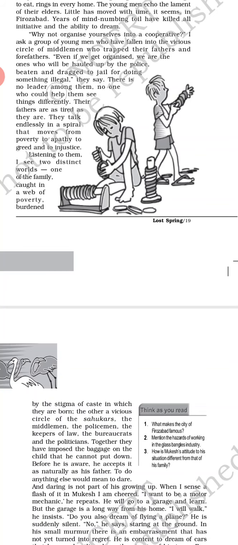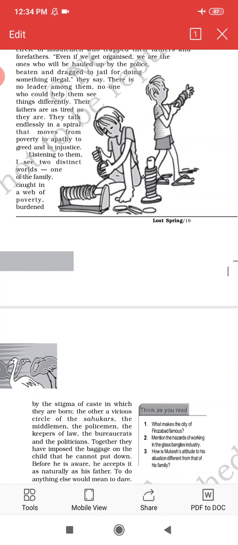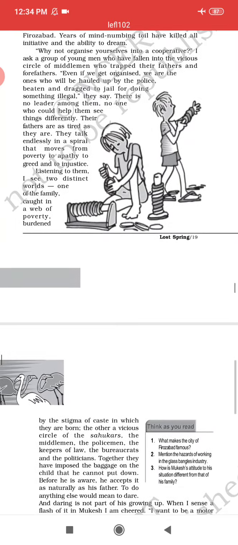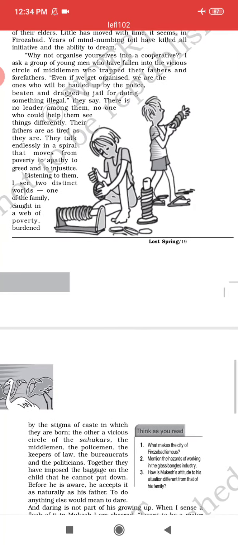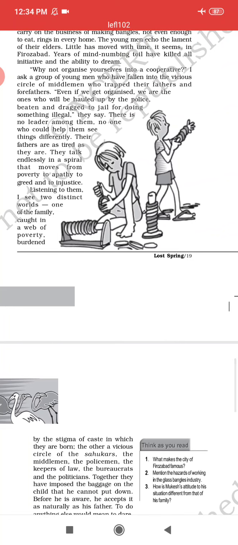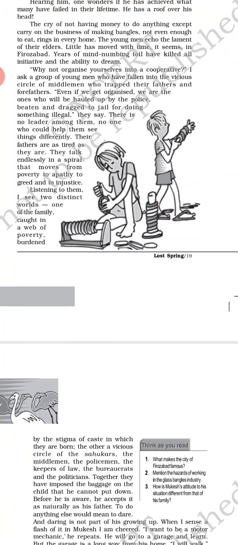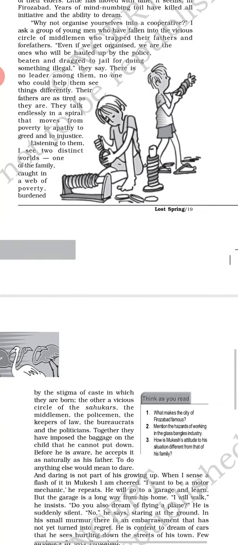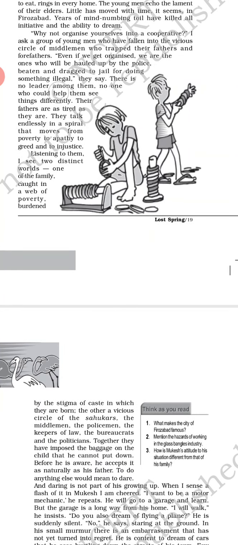Even if we get organized, then they reply, then they tell the writer that even if we become organized or united, we are the ones who would be held up by the police. Then the police will just give us a thrashing. We will be subjected to the atrocities of police, beaten and dragged to jail. We will be beaten, then dragged to jail for doing something illegal. Then only we will be exploited. We will be subjected to misery. We will be subjugated, bullied, and in fact imprisoned.